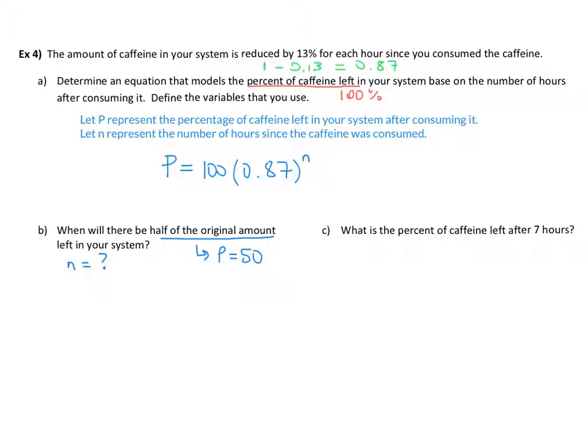Part C, what is the percent of caffeine left after 7 hours? So P is what you're trying to solve for, and 7 hours tells us that N is equal to 7. So you can pop that into the equation, and you can throw that into your calculator, and it's going to give you a value for that. Hopefully that all makes sense, and then you've got some duotang work to work on.